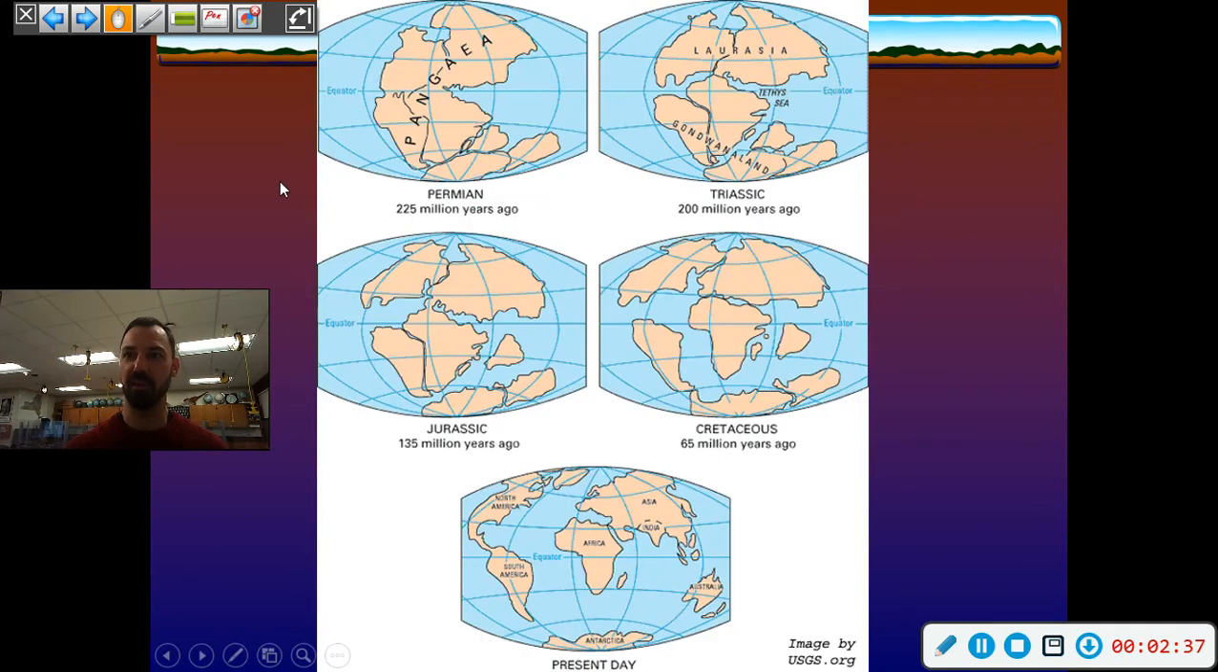Here are some other looks at the continents. They named them different things during different time periods also. Pangaea was everything. Laurasia was Europe, North America, and Asia together. Gondwanaland was basically South America and Africa. So you can see the different names they gave to them.